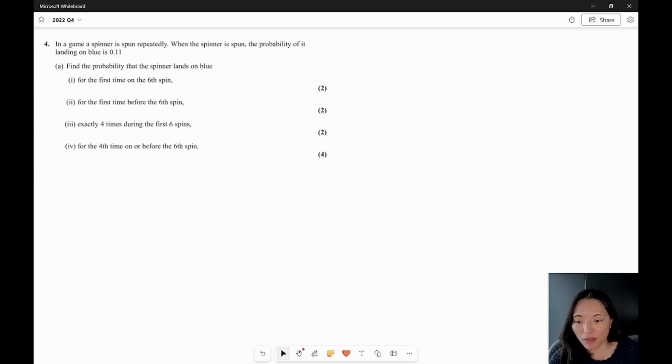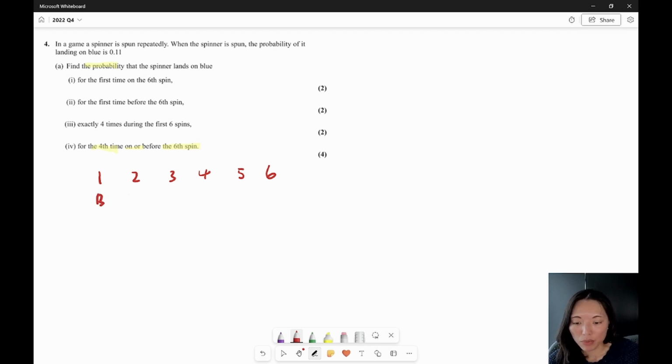Now let's look at part 4 of A. It's asking us to find the probability that the spinner lands on blue for the 4th time on or before the 6th spin. So I've got 6 spins, so 1, 2, 3, 4, 5, 6 spins. I'm interested in the probability that I get 4 blues on or before the 6th spin.